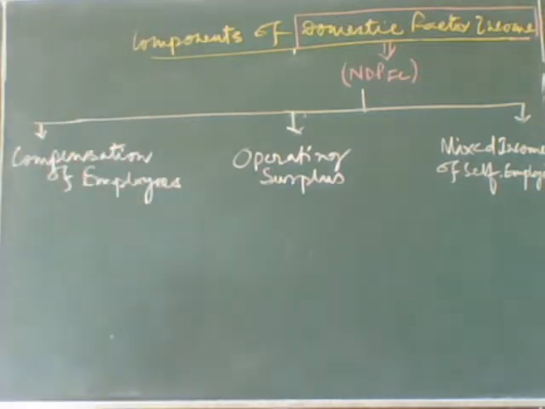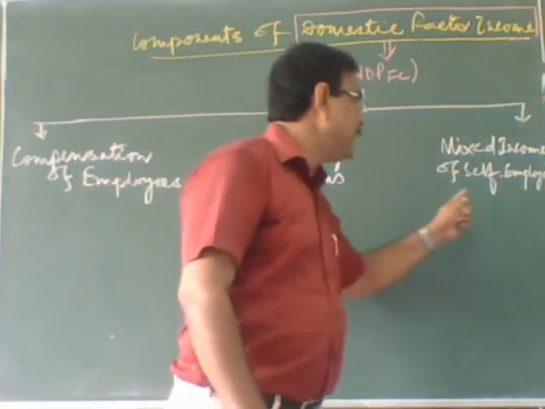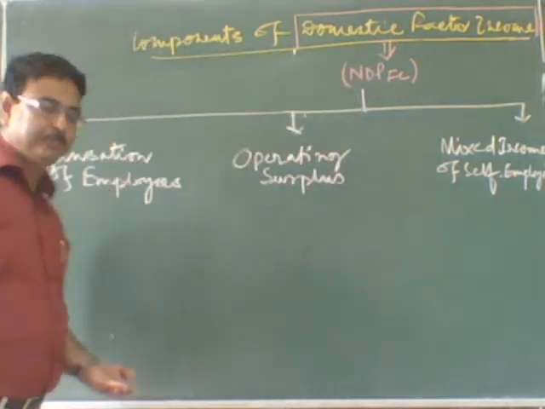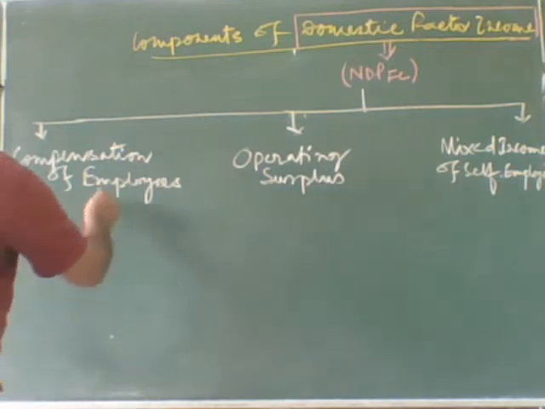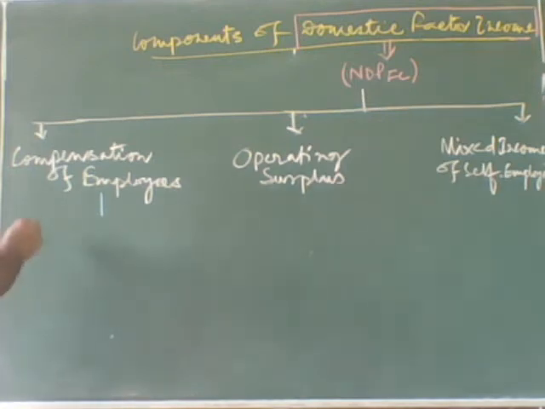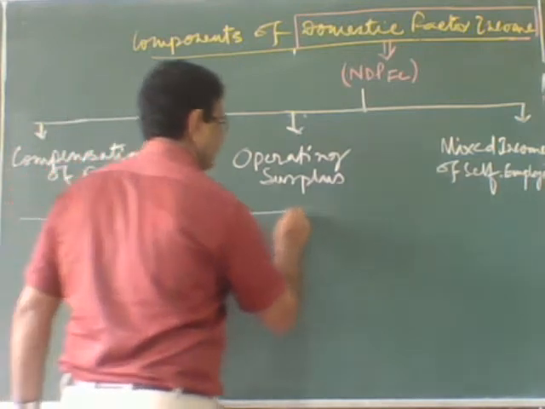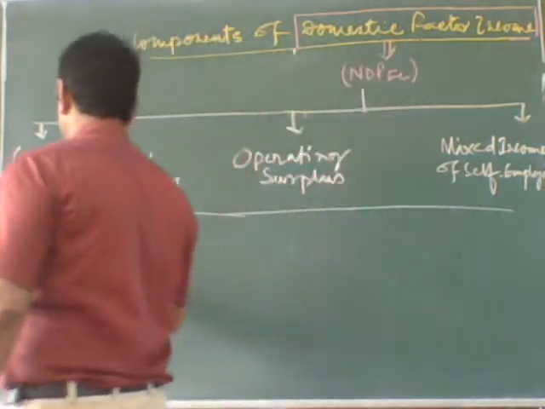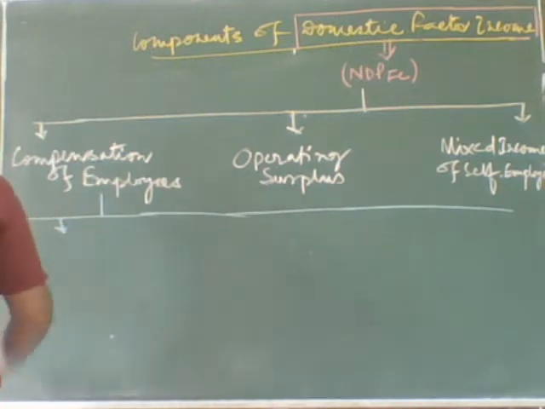Now I will explain one by one these three parts, that is compensation of employees, operating surplus and mixed income of self-employed. This compensation of employees is again divided into three categories. Number one, compensation in cash.